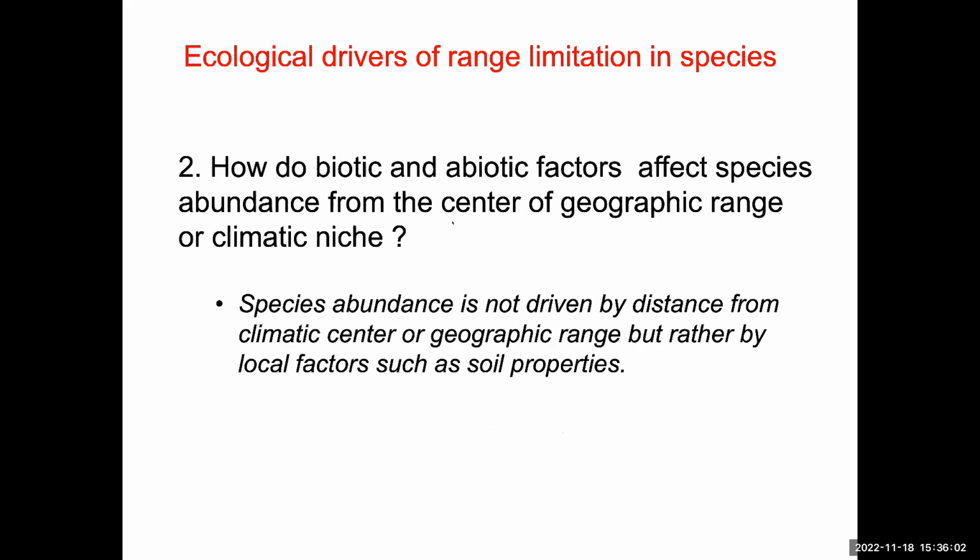Then our second question was how biotic and abiotic factors affect species abundance from center to periphery. And we found that climatic variables do not really play a big role in driving species range, and rather species abundance was driven by local factors such as soil property.